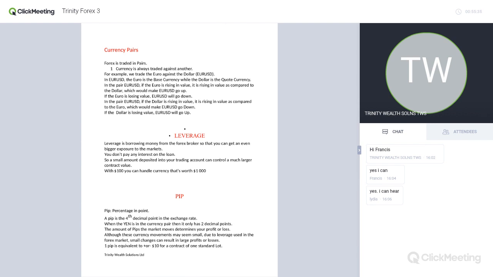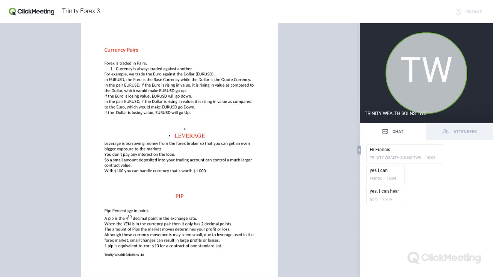Because a pip in EUR/USD could be around $10, but a pip in CAD/JPY is around $7. So it's a range of plus or minus 10. For GBP/USD, a pip is equivalent to around $12. So it depends. Many times we measure our profitability or our losses in terms of pips, and we count pips by counting the movement on the fourth decimal point.